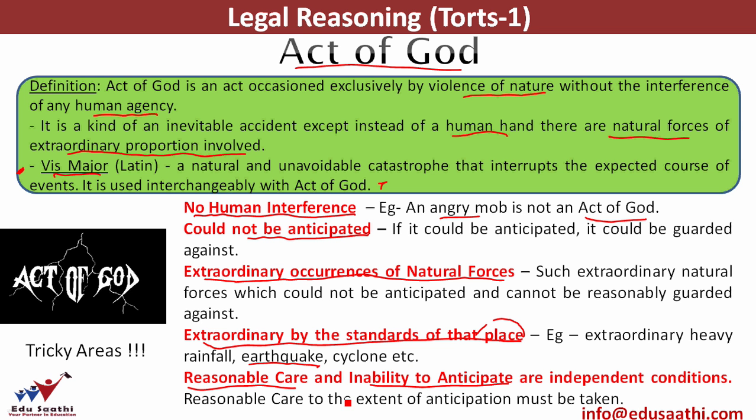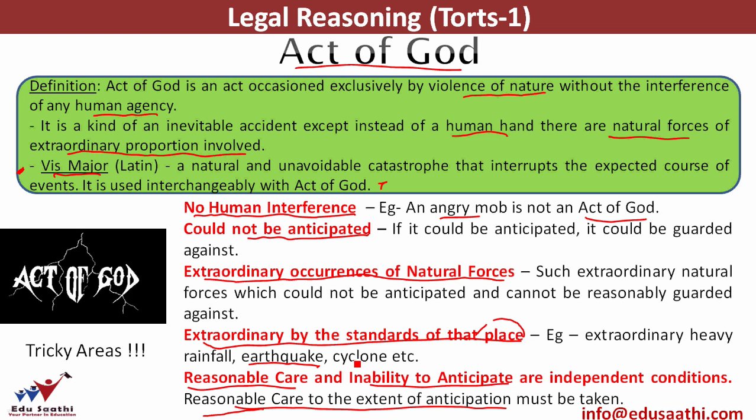So reasonable care to the extent of anticipation must be taken. Anything beyond that is beyond the control of human. It can be given as a defense of act of God. So the principle says that it should be unforeseeable, and it should not be the event which could be anticipated. However, if there is an anticipation to some extent, the reasonable care should be taken to that extent.